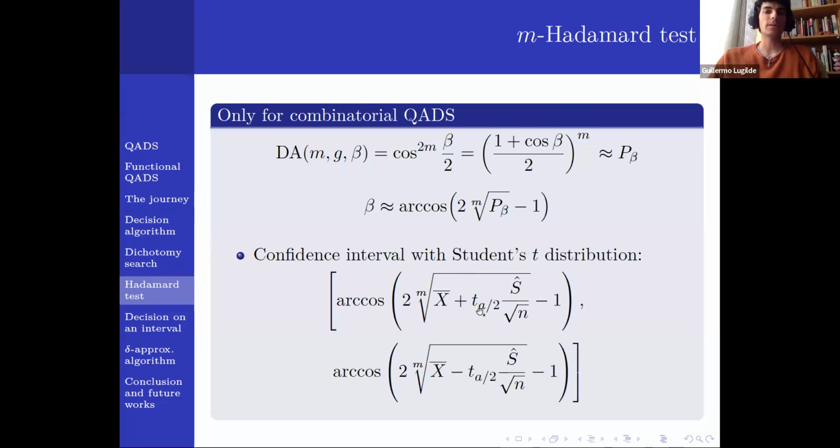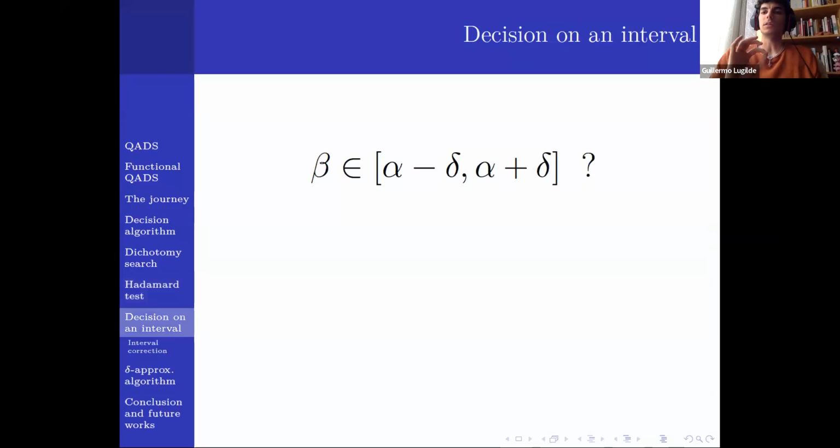So these 2 algorithms were already studied for combinatorial quads, and they are the ones to beat. Now let's come up with a new one. The only middle step remaining is solving this little decision problem for intervals. So now we have to check if beta belongs to this given interval of this form.